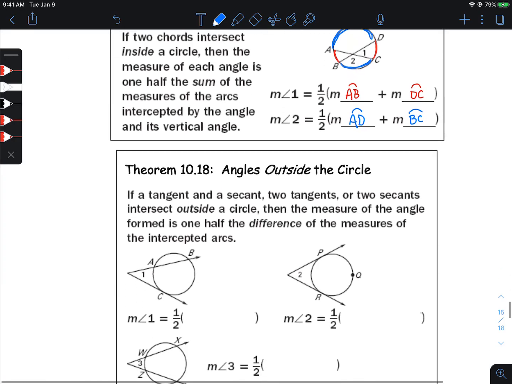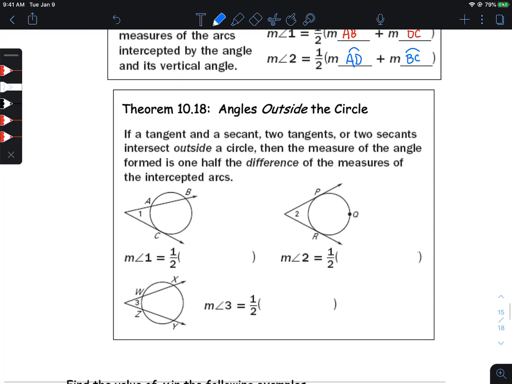You're also going to have a couple of these formulas right here, angles outside the circle, and it has the same idea. Basically, you're going to take the two arcs that are inside of the two secant lines, or the tangent and secant lines that you're working with, and then you're going to subtract them, and then you're going to divide them by 2.